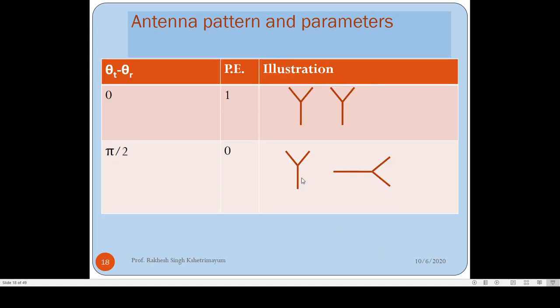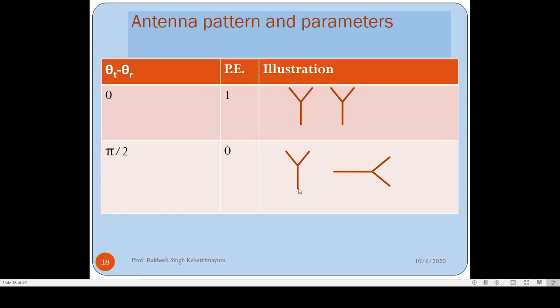So let's summarize it. When your transmitting antenna and receiving antenna are aligned properly, that means theta t is equal to theta r. In that case, theta t minus theta r is equal to 0. Polarization efficiency is 1. Maximum efficiency you can have. But let's say you align the transmitting antenna and receiving antenna in a perpendicular direction.